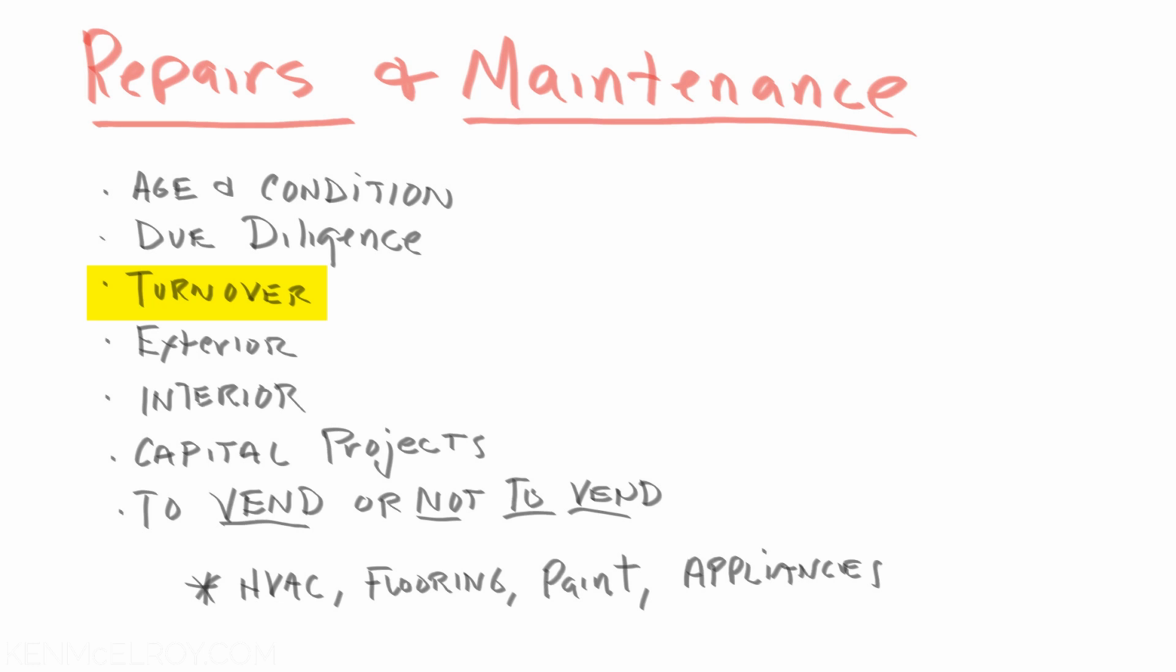This seems obvious, but a property that has a lot of turnover, let's say I owned a property in Las Vegas. It was near the Strip. We had a lot of people that worked on the Strip, and we had almost 100% turnover. So you can imagine a 50-unit building. We had like 50 units turning over each and every year.